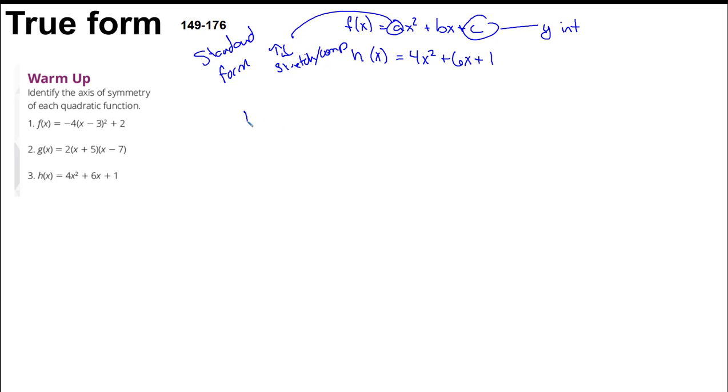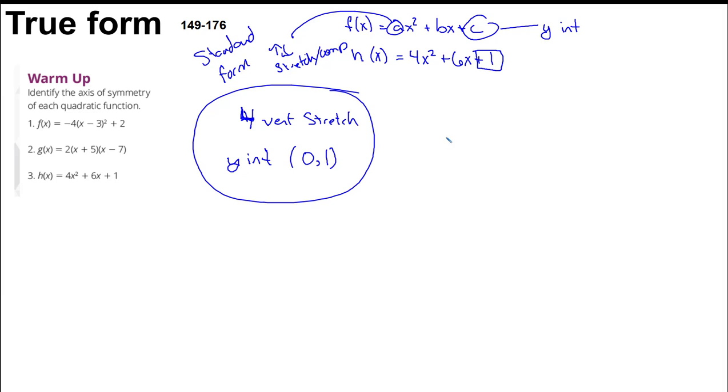So in this one, we had a 4 vertical stretch, and we have a y-intercept of 0, 1 from this last number. So that's just information it tells you.